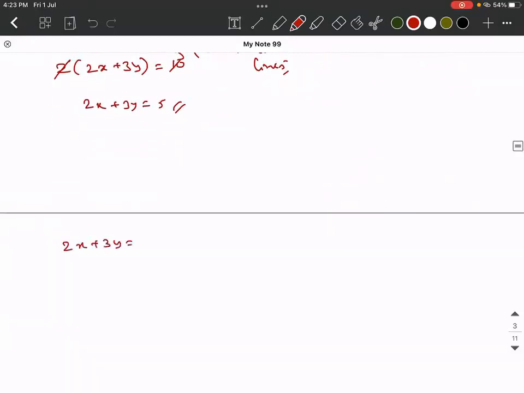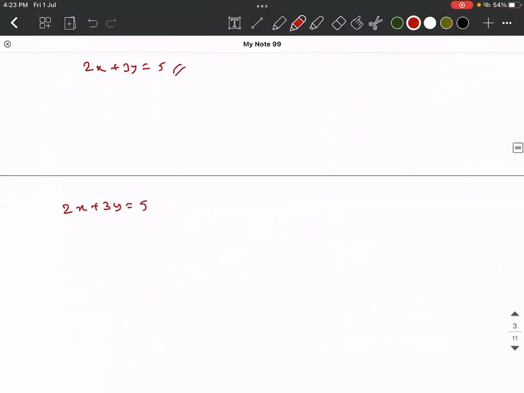So 2x plus 3y is equal to 5. 3x plus 2y is equal to 7. So I need to find the value of x and y which satisfy both the equations. Now you know graphically what they mean? It is the point of intersection of these two lines, right? So to solve, eliminate one of the variables by multiplying them with the common multiples.